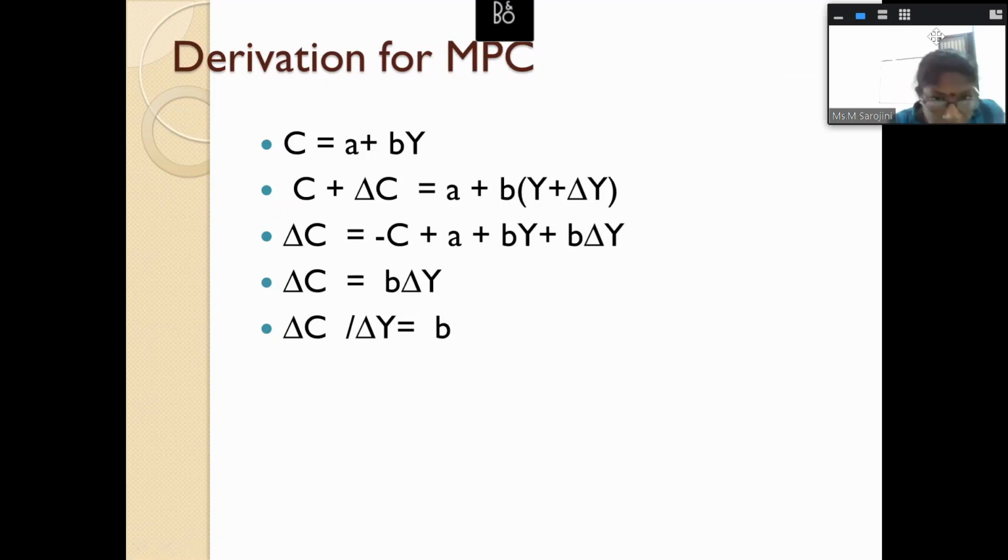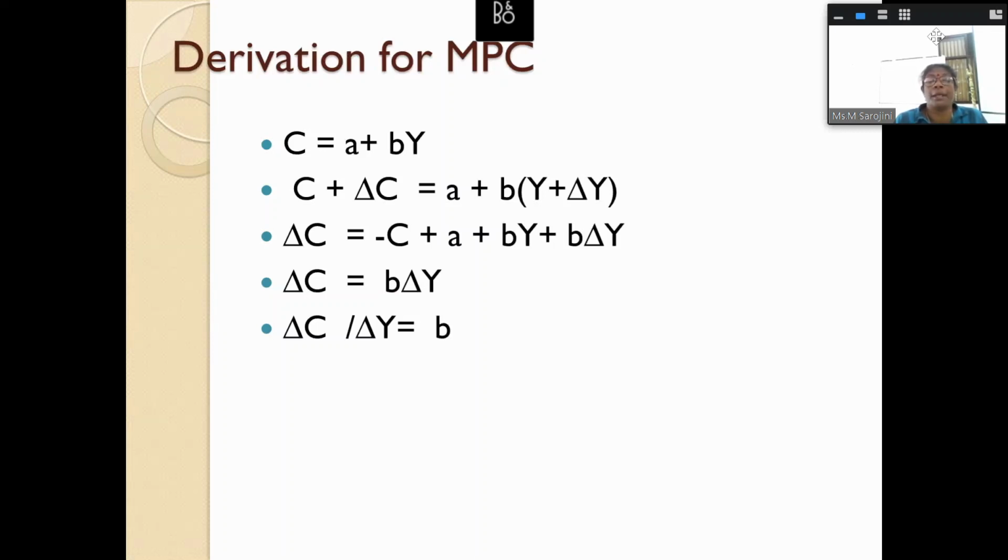And also, we can derive the MPC like this. Here, C is equal to A plus BY. A is the autonomous consumption, B is the marginal propensity to consume, Y is the income, and C is the consumption. A and B are constants, but Y and C are variables, right? Y is the independent variable, C is the dependent variable. That means C depends on Y, right? Once Y changes, C also will change, right?